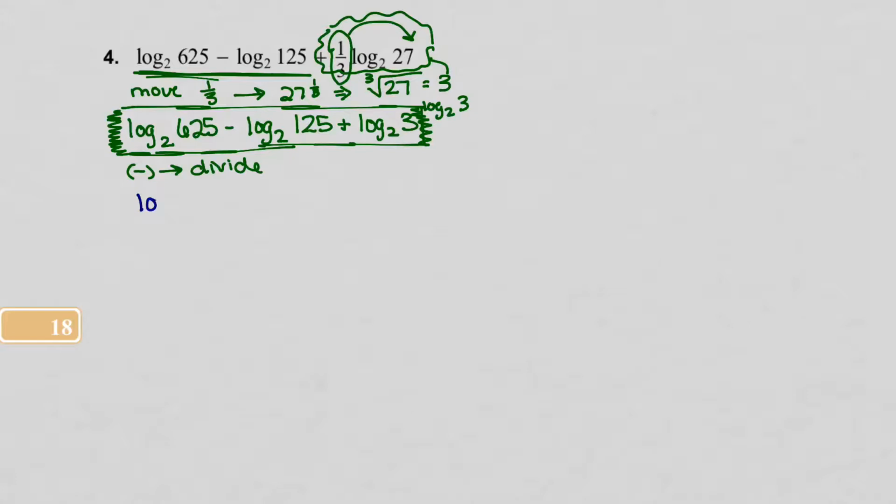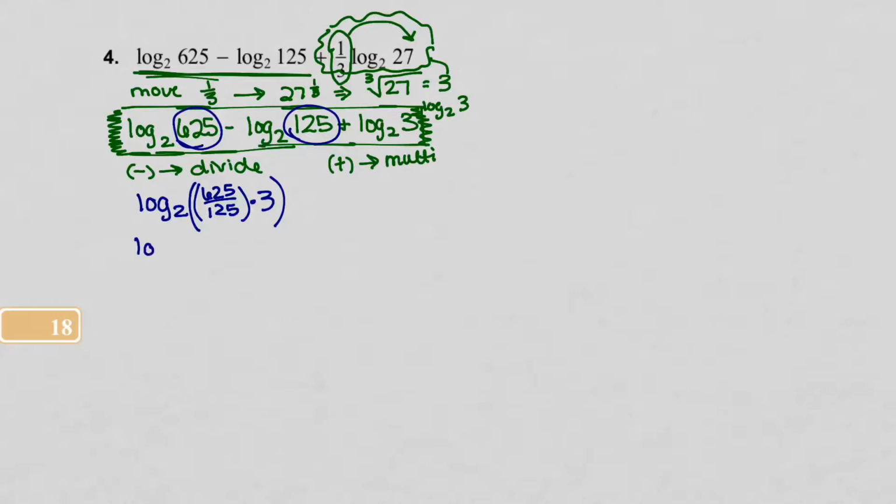So I'm going to write my log base 2 just one time. And I'm going to write that first number divided by that second number. Okay. And now what I see next is that over here I've got a plus, so I know I can write that using multiplication. So I'm going to multiply my 3 to that. So I have the log base 2 of 625 divided by 125 times 3.